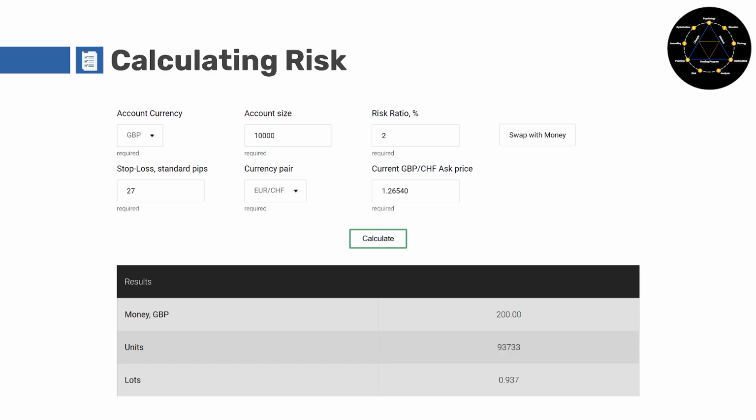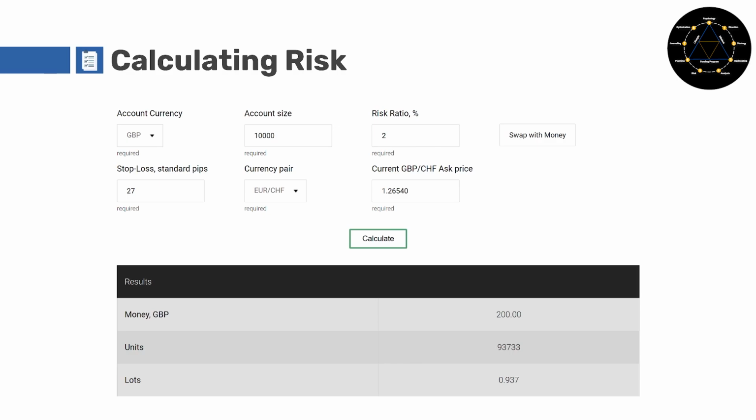So in this case, let's say I'm buying it, and I'm buying 93,733 units, but because it's done in lot sizes, that's equal to 0.937 lots. So if you're brand new, that might be pretty crazy, but there are going to be many different versions of calculators like this. They all do the same thing. So don't worry about it, because you'll know your parameters before you enter. The calculator will tell you how many lots to place. You place the lot size, double check it, and that's it, you're done.